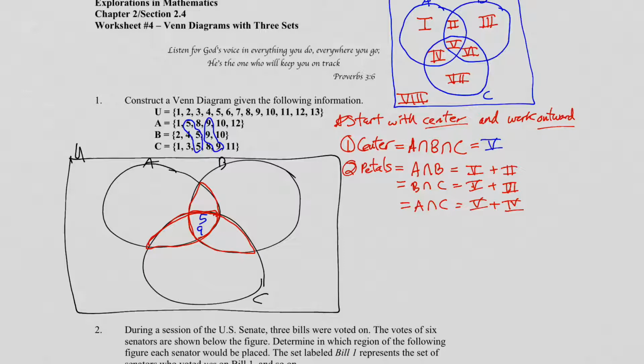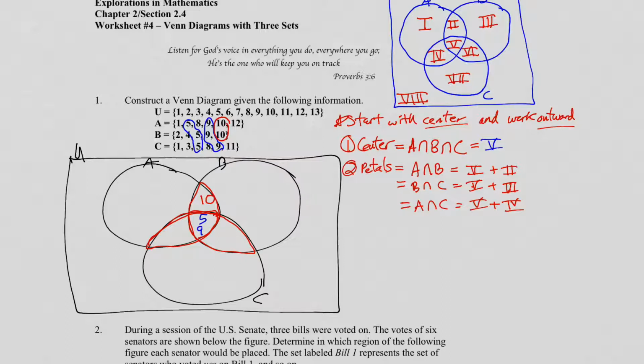And yes, I see a 10. Okay, so that 10 is going to go in here. So we have three numbers, 5, 9, and 10 between A and B, and there they are: 5 and 9 in the center, 10 up at the top, because 10 is only between A and B, not between all three.